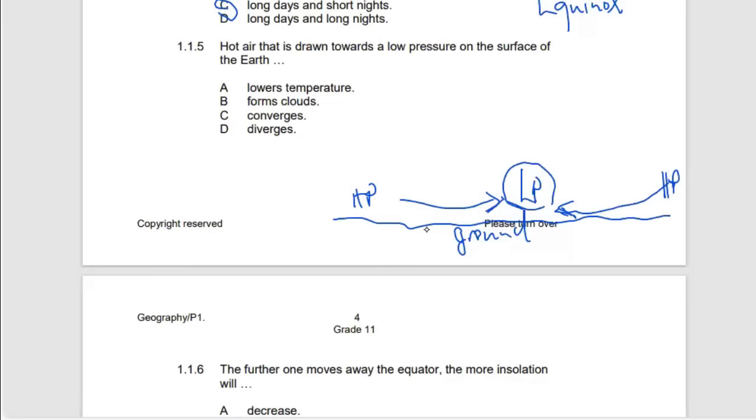And what is going to happen? This air is going to meet in the low pressure and is going to rise. So what is happening here to the air? The air is converging.